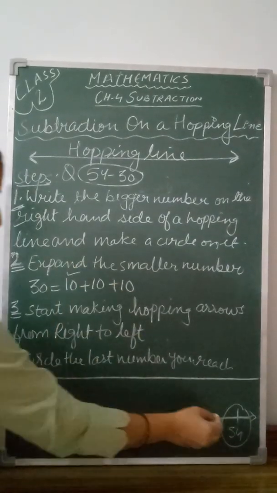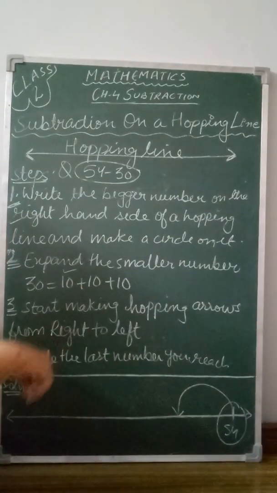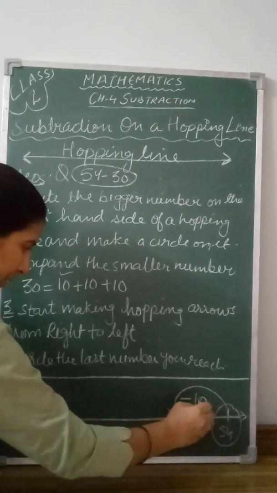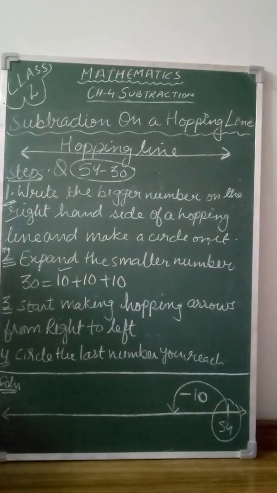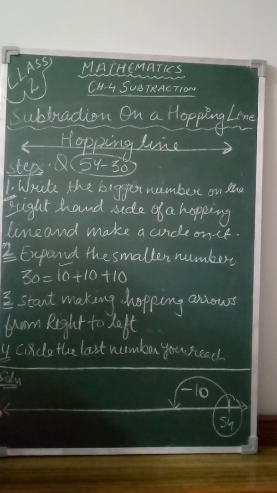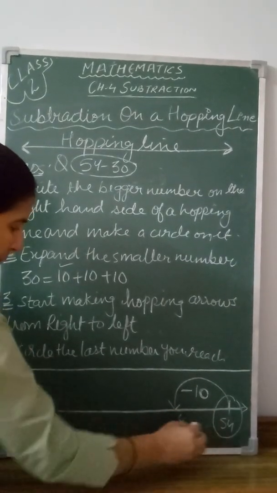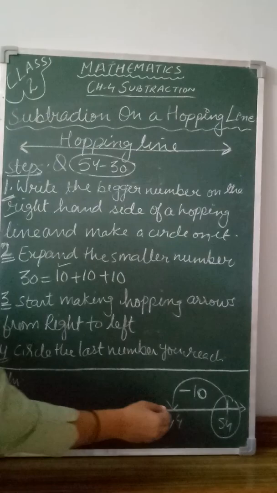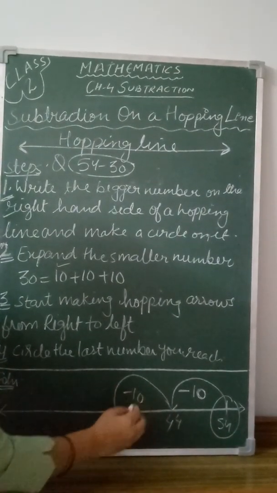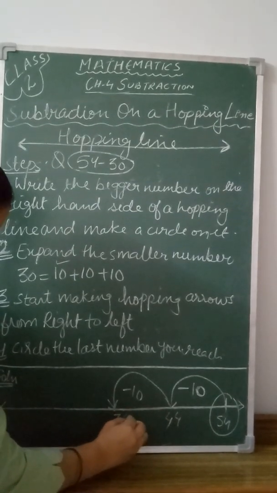The first is to make an arrow of 10. But this time, students, the arrow is moving from right to left, and here I have to write minus 10, because we are subtracting a number, and we have already learned how to subtract 10 from any number orally. So directly the ones place is as it is and decrease the tens place by one: 44. Again one more arrow of the same distance. This is again minus 10. When I subtract 10 from 44, the answer is 34.